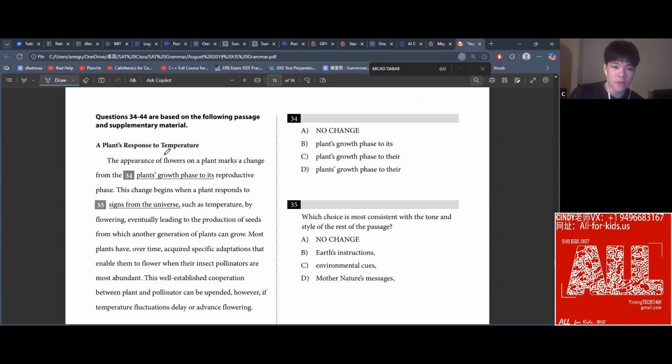Okay, now next we have the plant's response to temperature. So here we see there's an apostrophe question. One thing that we can immediately rule out is if it's plants, this is singular, and this is plural, so the answer cannot be C. Same thing here, plants, and this is singular. This is plural, this is singular, cannot be A. So now we have to figure out if the plant is singular or plural. The appearance of the flower on a plant marks a change from the plant. So if it's on a plant, then it's singular. So the answer is B.